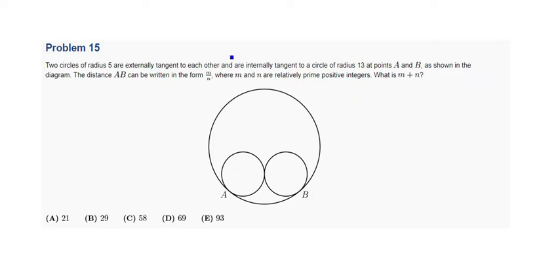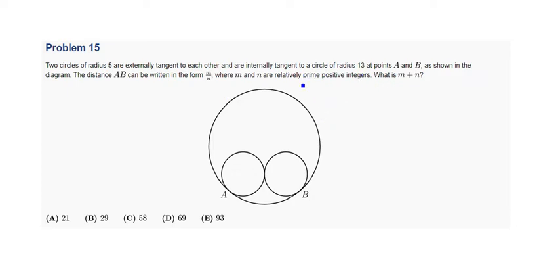Alright, so the question is telling us two circles of radius 5 are externally tangent to each other, so essentially these circles right here, and are internally tangent to a circle of radius 13, this big circle right here, at points A and B. As shown in the diagram, the distance AB can be written in the form m over n, where m and n are relatively prime positive integers. What is m plus n?